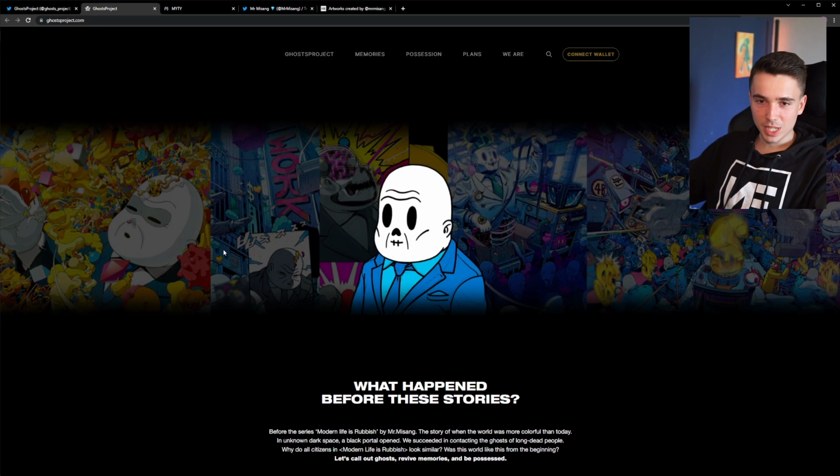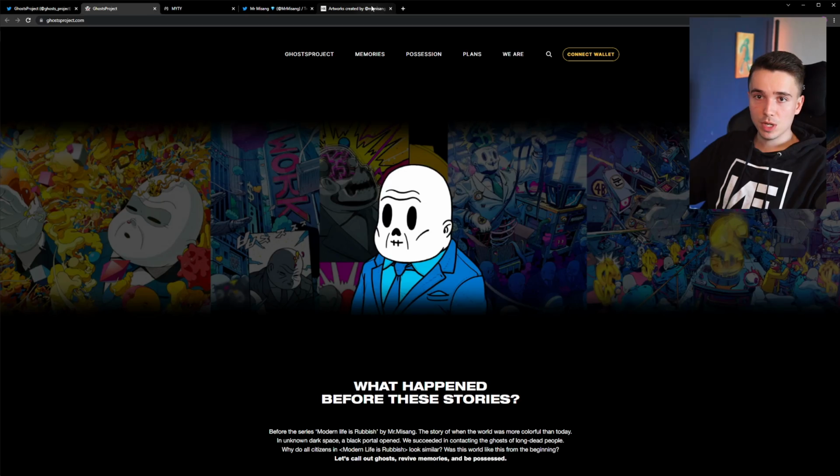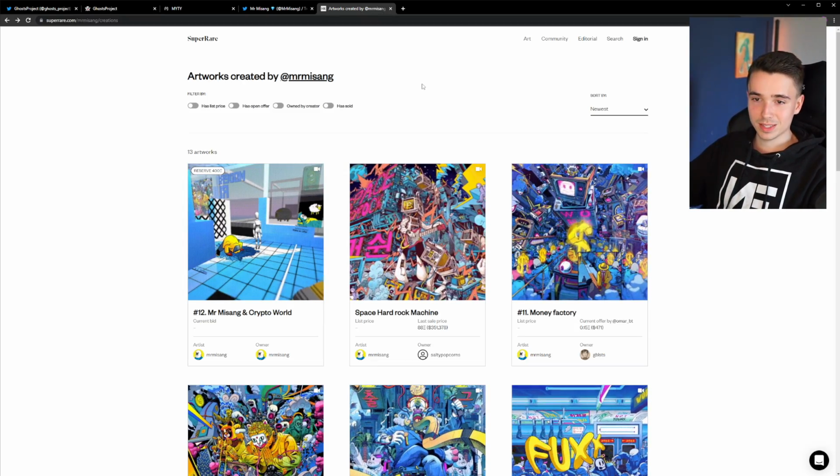But before we go into that, I want to point out this art right here, because in the middle, obviously, you can see a ghost from the project, but in the background, you can see some amazing artwork. And obviously, you can see some similarities between the ghost and the background, which comes from the fact that the same artist created both. And the artist is no one else than Mr. Misang. Some of you guys probably know him, but for those of you who don't know him, on the site Super Rare, we can find some of his art.